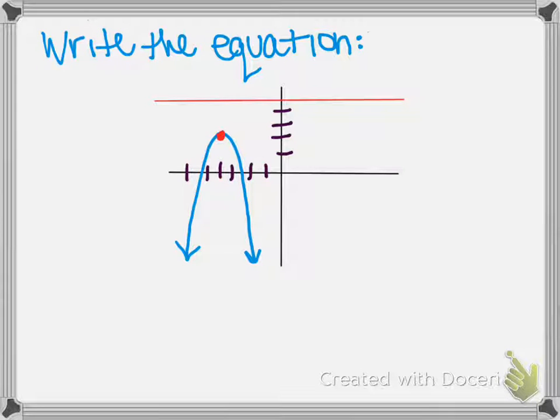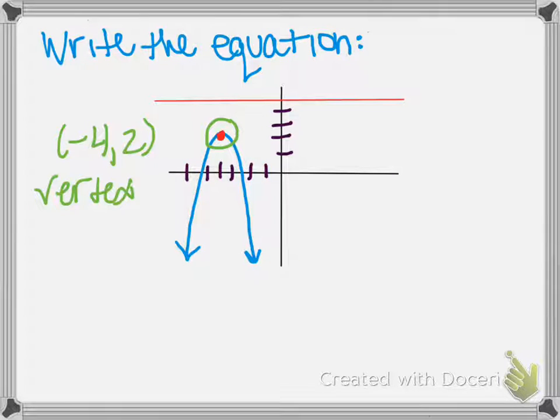Okay, so here they've given me a picture of a parabola, and then we're supposed to come up with the equation in standard form. So the very first thing I want to identify is my vertex. So I'm using this grid that's given here. It looks like that's negative 4, 2. So my vertex is negative 4, comma 2.